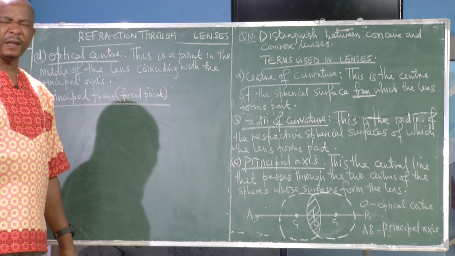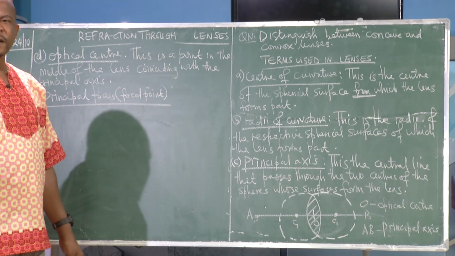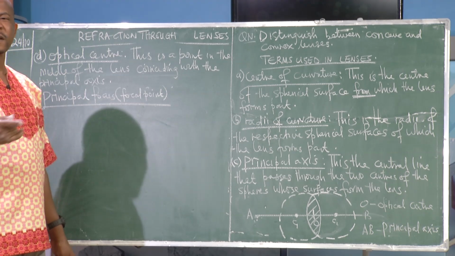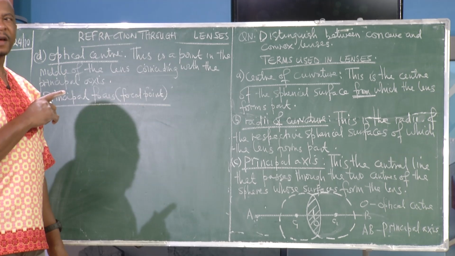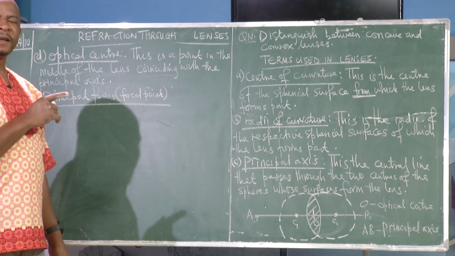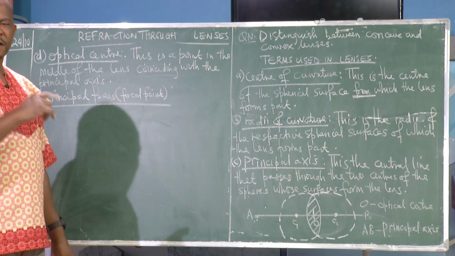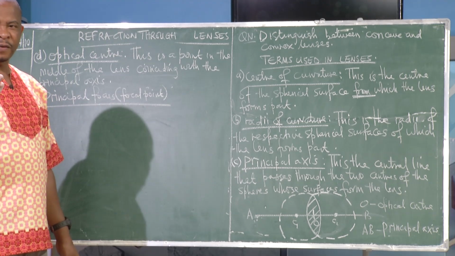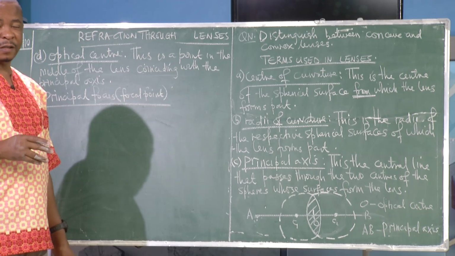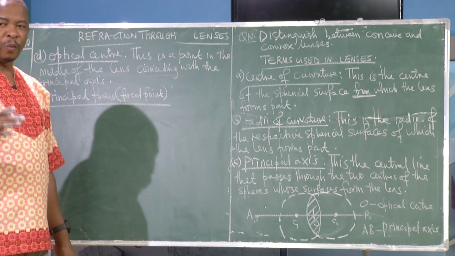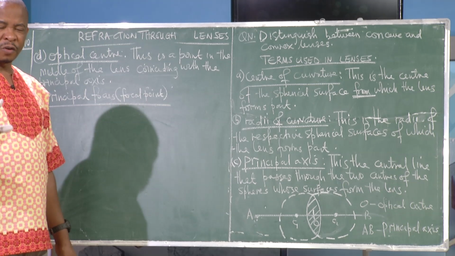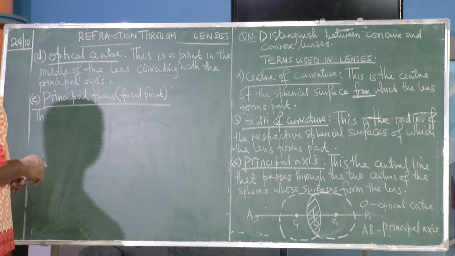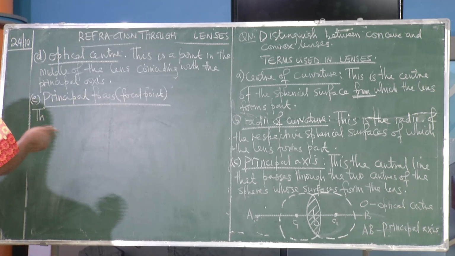If they say, define the terms as used in concave lenses, and among the terms there is principal focus, the definition changes depending on the type of lens they're asking. I've said it can be restricted when they mention the type of the lens, and it can be open when they don't condition themselves to any type of lens. So we are going to define it to cater for both lenses.